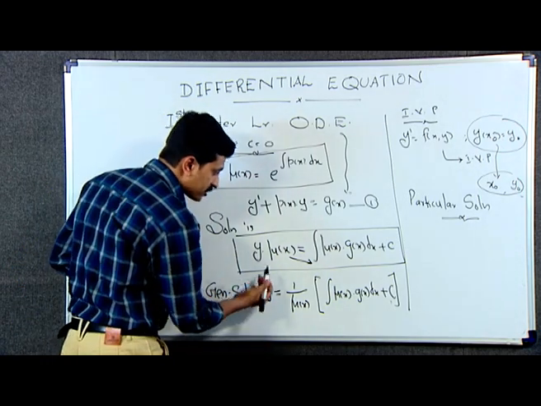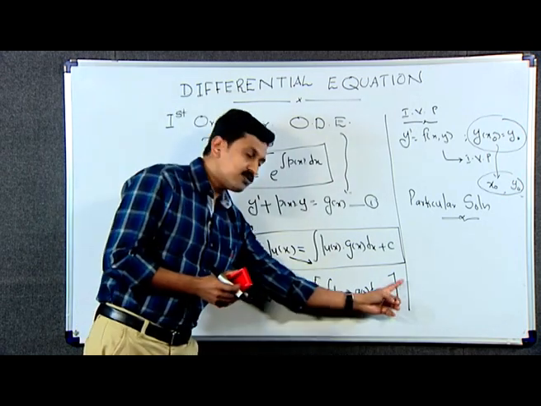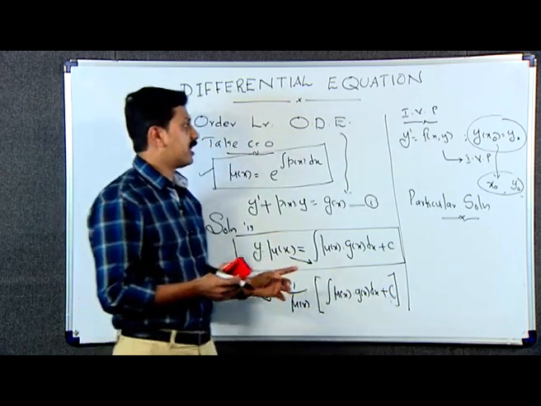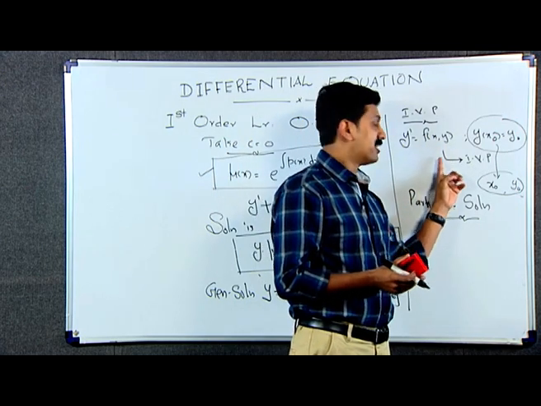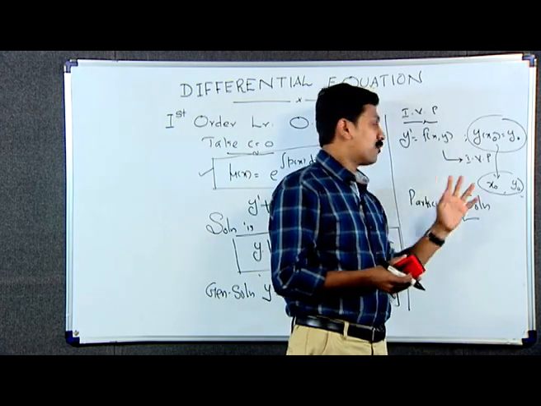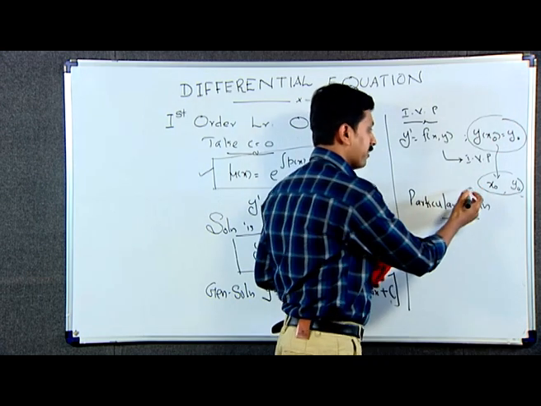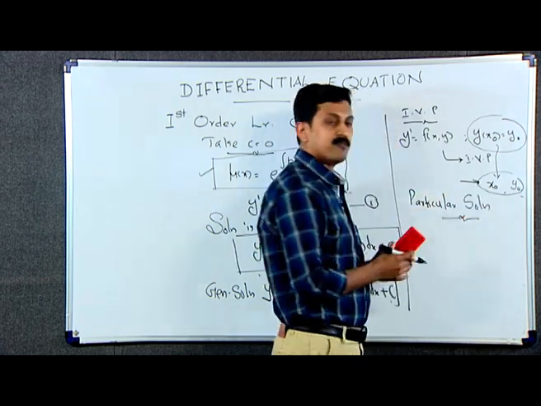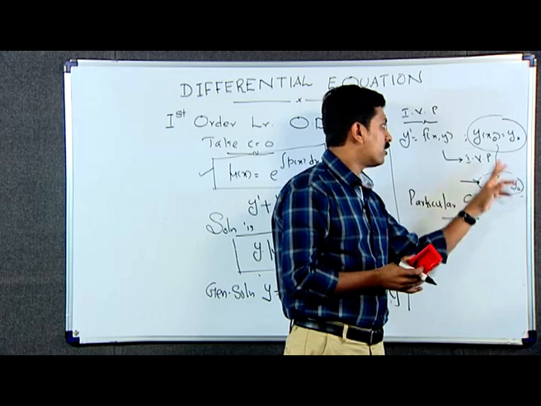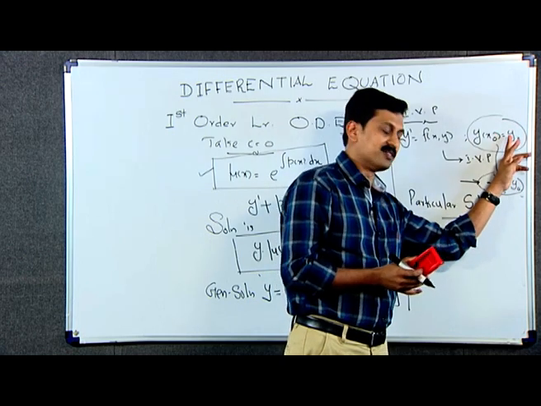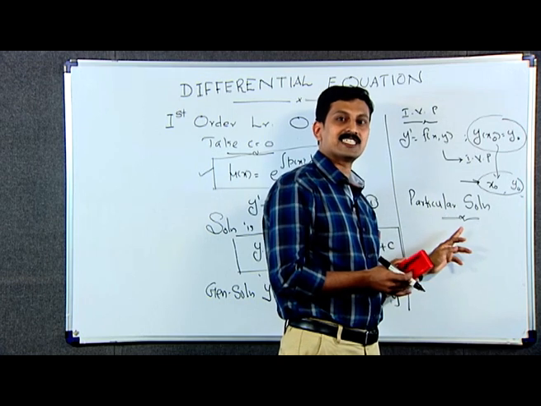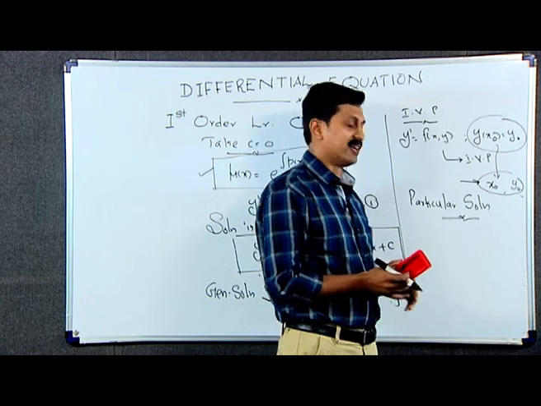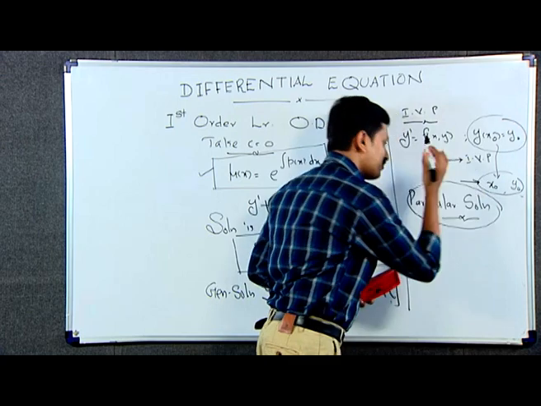The general solution can be found by using this formula. If the ordinary differential equation is an initial value problem, one thing is that particular values are given there, that is, the function value y at a point x naught is given here. That is why only one single solution will exist there, and that solution is called a particular solution.